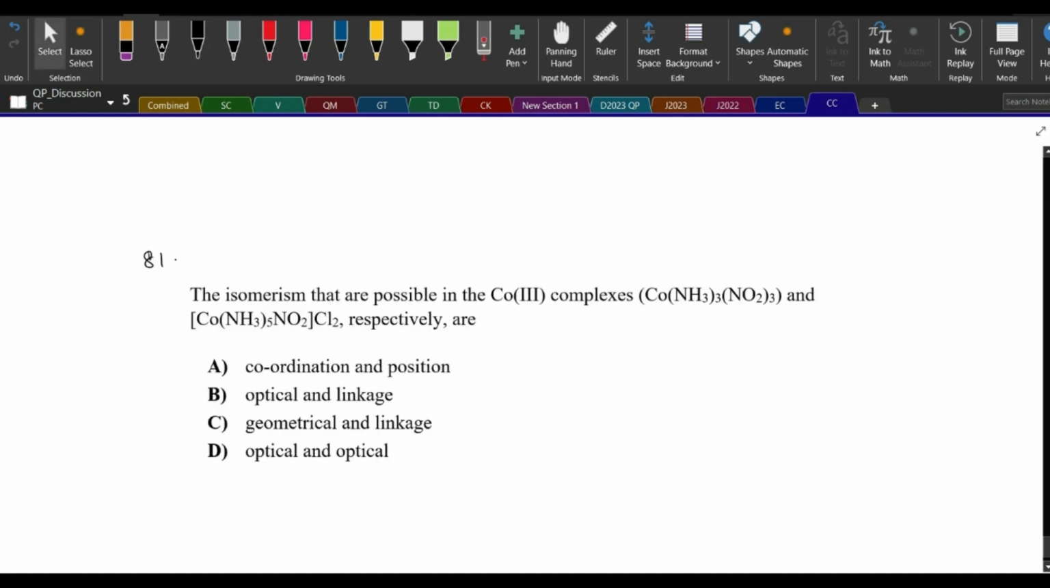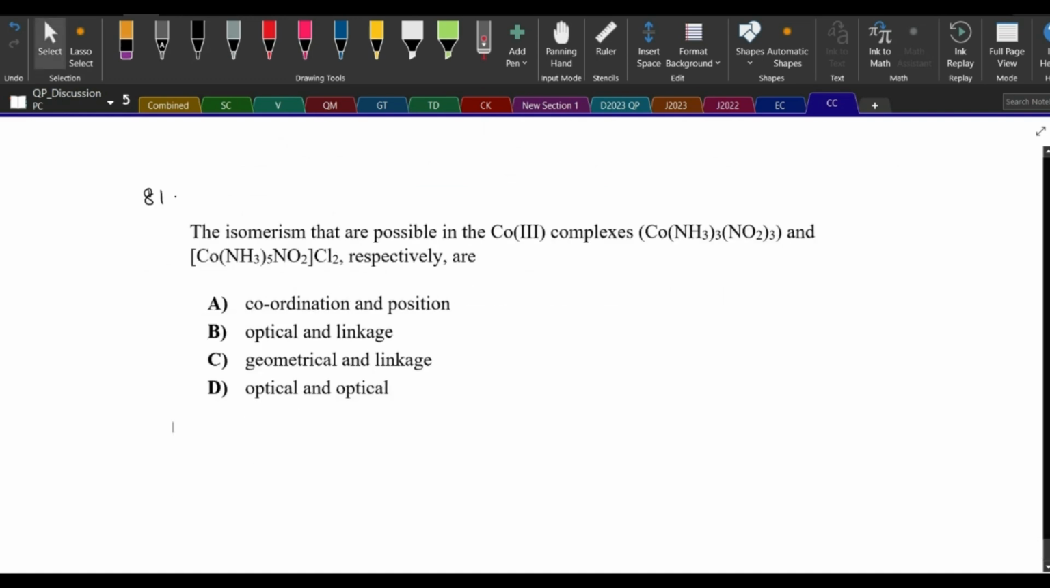81. The isomerism that is possible in the cobalt plus 3 complex. The two complexes are given to you. Okay. So what all are possible?